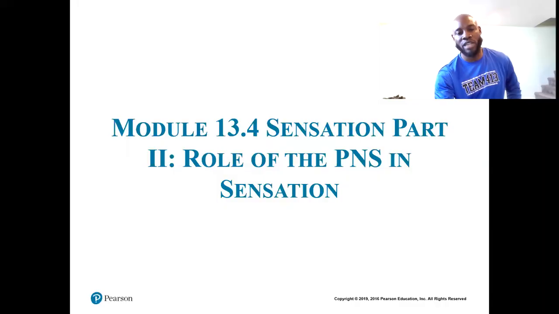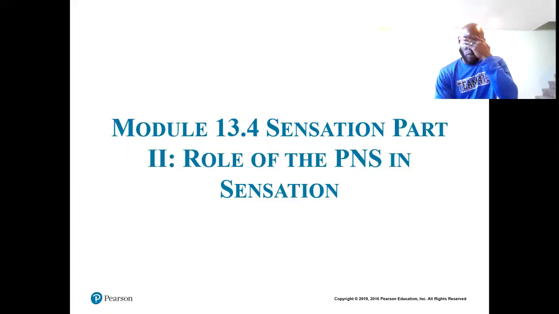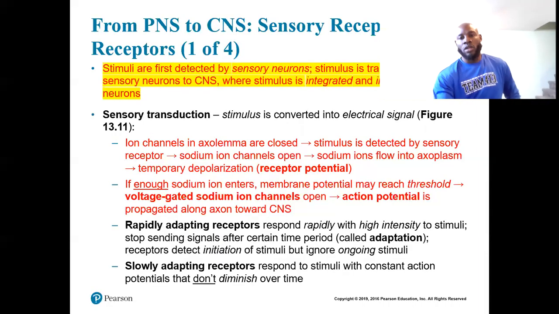Now, what role does that play in sensation? And 13.5 is what role it plays in motor. And then we kind of sum it up at the end with reflexes and stuff, okay? So I'll be moving my image around as we go through this, okay?